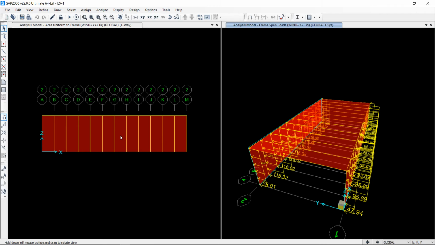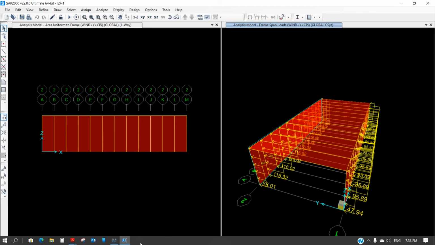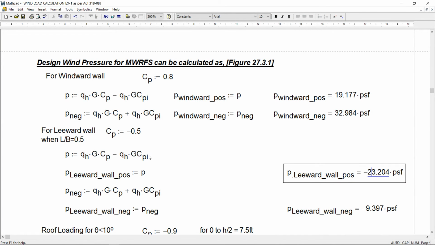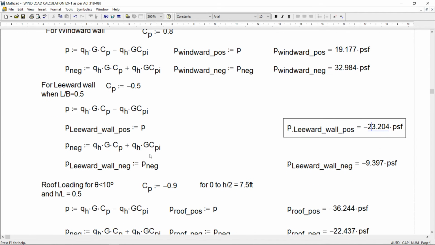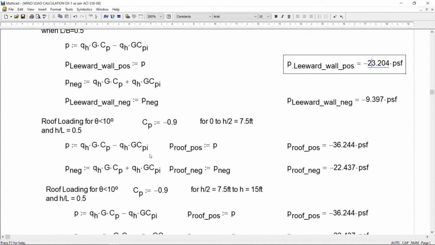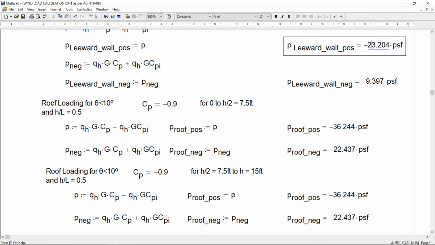So far, we have already defined the wind pressure on the windward wall and on the leeward wall as per our manual calculation. Now let us apply the loads on the roof as calculated over here. Since theta, the slope, is less than 10 degrees and h over L is 0.5, Cp is equal to minus 0.9, and this is applicable from 0 to h by 2, that is 7.5 feet.